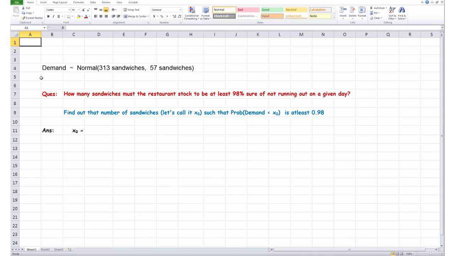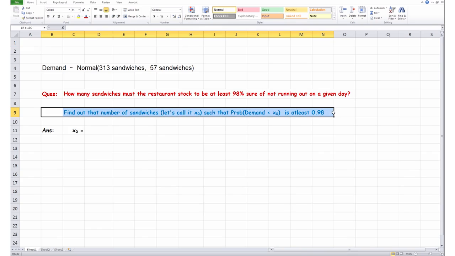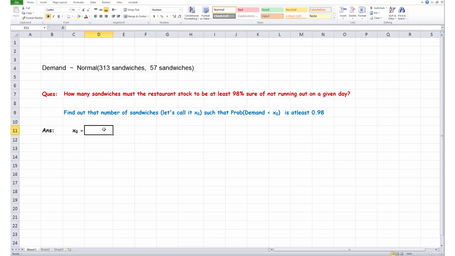The problem can also be stated in terms of finding the number of sandwiches, let's call it x0, such that the probability that the demand is less than x0 is at least 0.98. Notice in this case we know the probability and we wish to find the number under the normal distribution to the left of which that probability occurs.